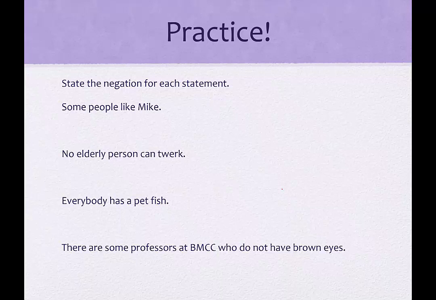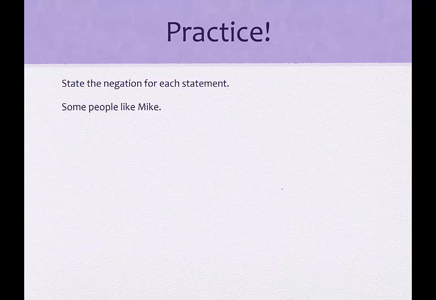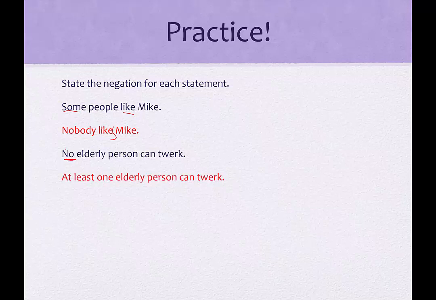Okay, hopefully you paused it. Let's check it out. So we have some people like Mike. This is some do. The negation for some do is, say it with me, nobody. Nobody likes Mike. Oops, sorry, I forgot the S. There, nobody likes Mike. Poor Mike. No elderly person can twerk. This is none can. So the negation of that is some do. At least one elderly person can twerk, or some variation of that. There is an elderly person who can twerk. Some elderly people can twerk would be fine too. Lots of wiggle room here.